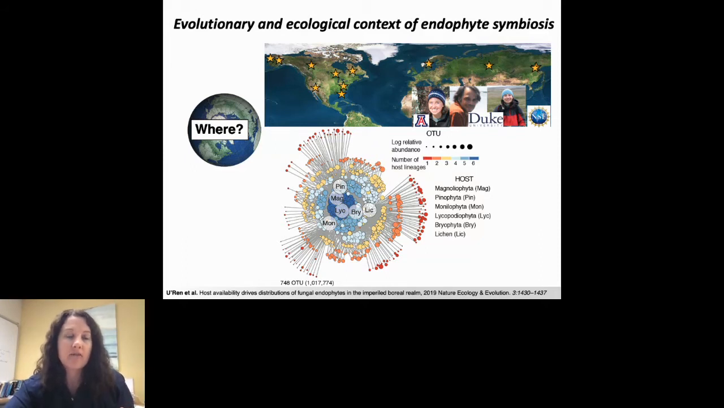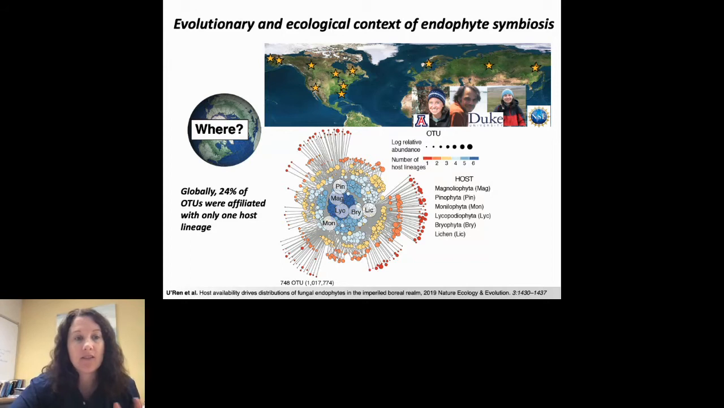So for example, the dark blue circles in the middle are endophyte species that associate with all these lineages. This is a network diagram of congeneric hosts across the boreal biome, almost 800 OTUs. In this analysis, we found that overall about 24% of these OTUs, which are a proxy for species, were affiliated with only a single host lineage.